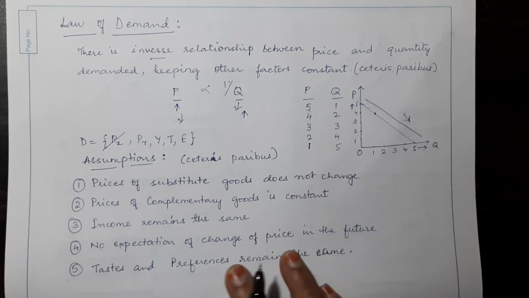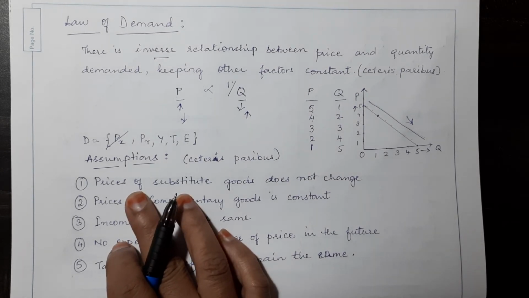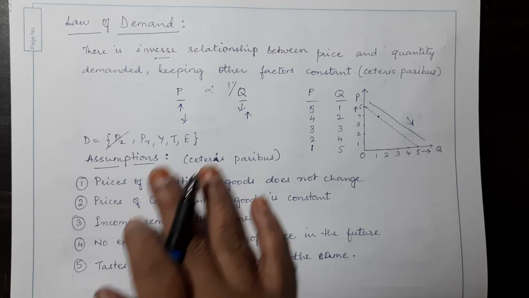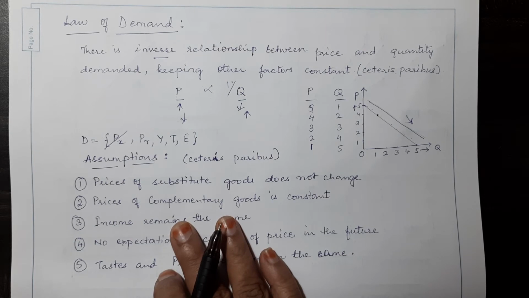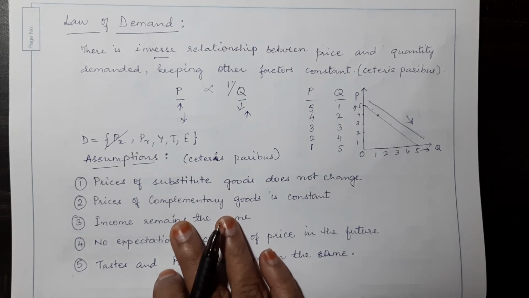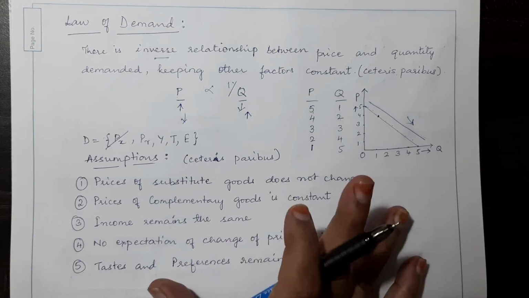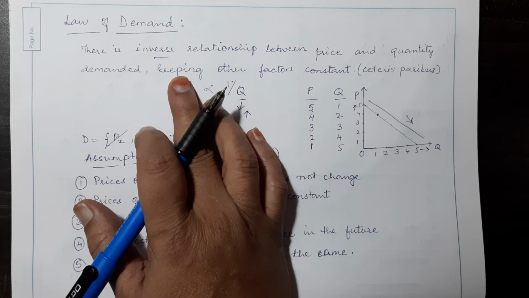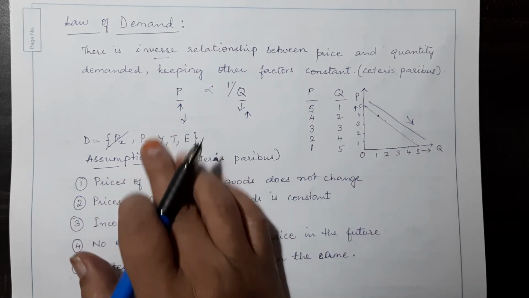Now, whenever we learn a demand, we need to make some assumptions. The law holds good only when we have certain assumptions. What are these assumptions? Now, we learned ceteris paribus, meaning other factors kept constant. This law, that is the inverse relationship between price and quantity demanded, holds good.